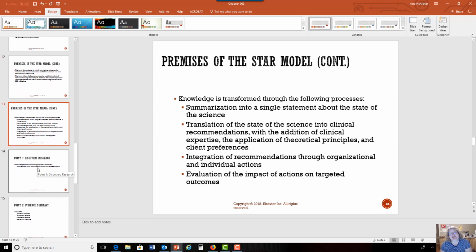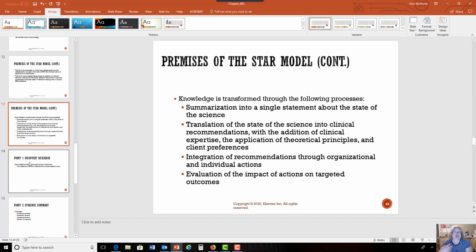So we transform the knowledge, first of all, by summarizing it into a single statement about what it means, about the state of the science. What is it? And then we translate that into clinical recommendations. So we have an overall statement of what does this mean to us? What does this mean to practice? What happens with this? And then we start putting this into the clinical setting. Think about, if this is true, how does this impact what we've been doing?